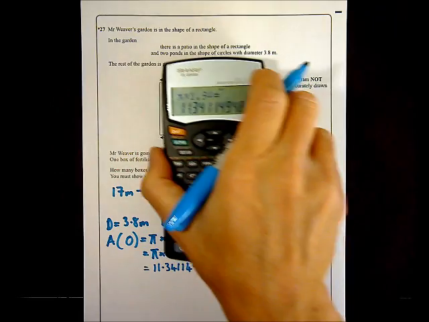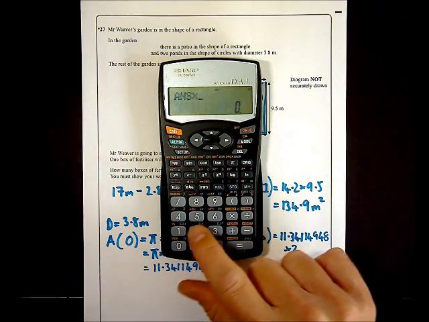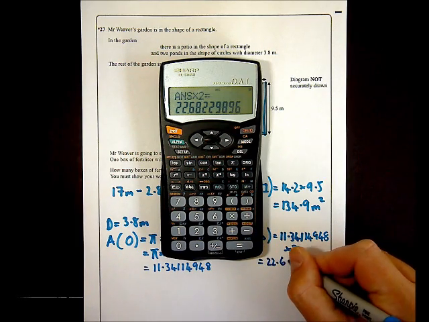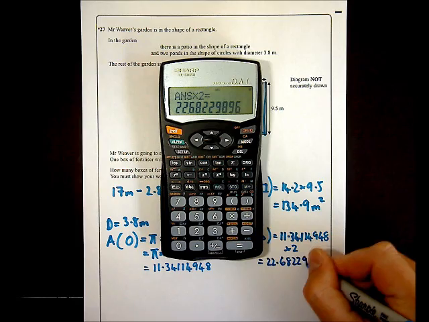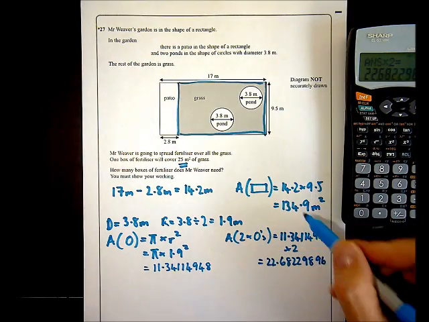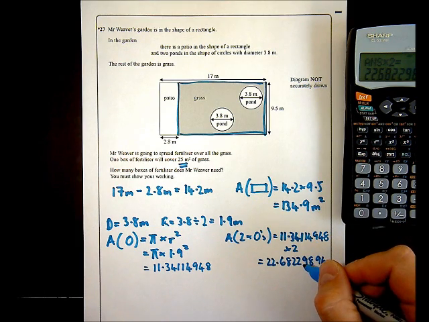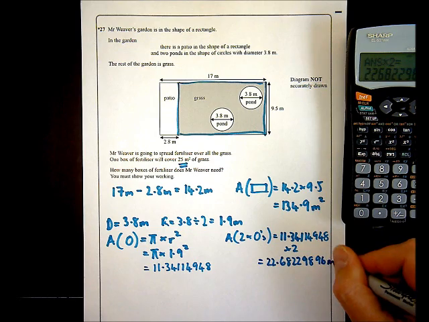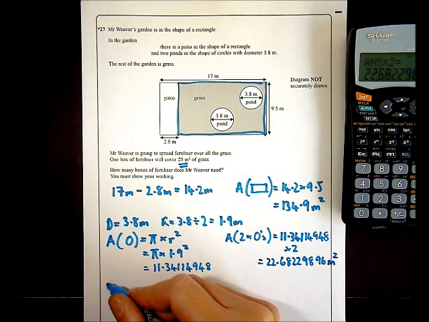And I've got the number stored in my calculator, so I can just press times 2 and I get 22.68229896. And again, I haven't rounded it, I've written the full number down. So I've got the area of the rectangle here and the area of the two circles here. So what I need to do is subtract the smaller number from the bigger number, and I'll find the area of the grass.